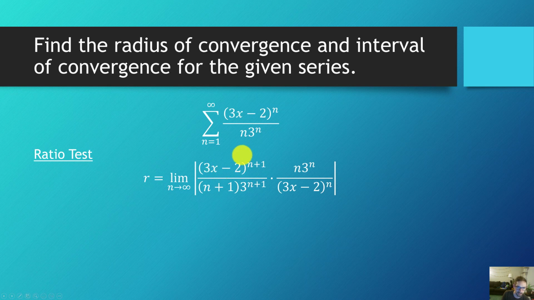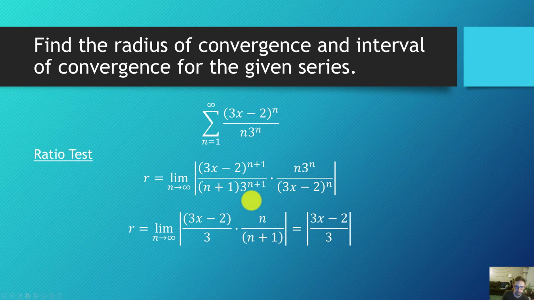Let's set it up, replacing all n's with n plus 1s. (3x minus 2) to the n plus 1 over (n plus 1) times 3 to the n plus 1, and then multiplying by the reciprocal of what we started with. So n times 3 to the n is now on top, and (3x minus 2) to the n is on the bottom. So if we look at the 3x minus 2's, we have one more on top than on bottom. If we look at the 3's, we have one more on bottom than on top. And then we'll just leave the n and the n plus 1 alone, but kind of lump them together. So then we'll get this, (3x minus 2) over 3 times n over n plus 1.